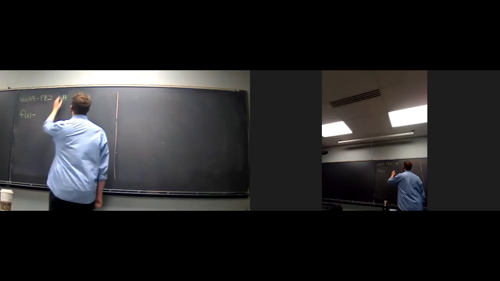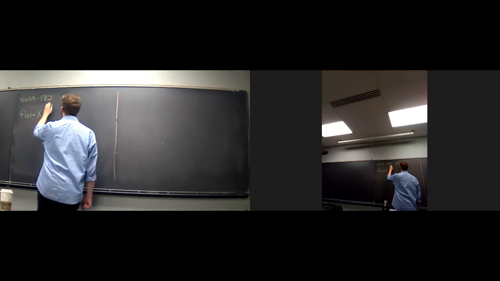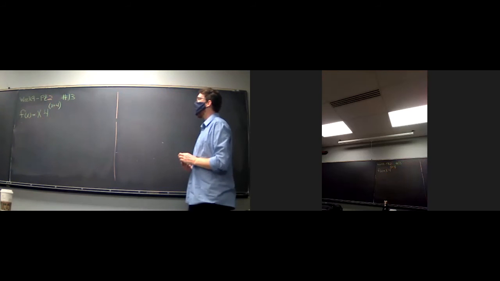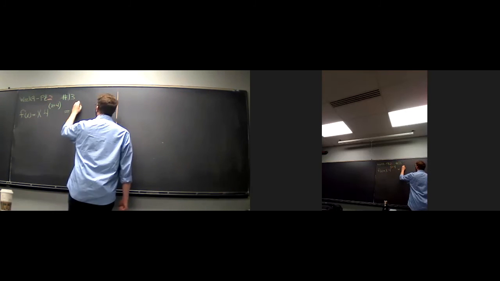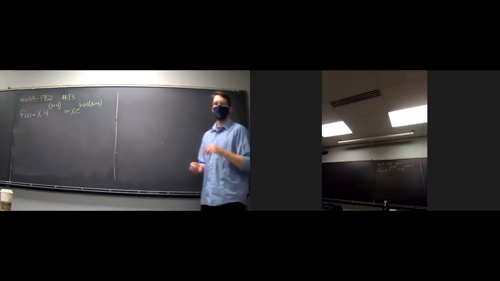This is number 13. And we've got x times 4 raised to the x plus 4. Well, I say let's make things simpler for ourselves and rewrite this as x times e raised to the ln of 4 times x plus 4. It'll just make things easier for us.